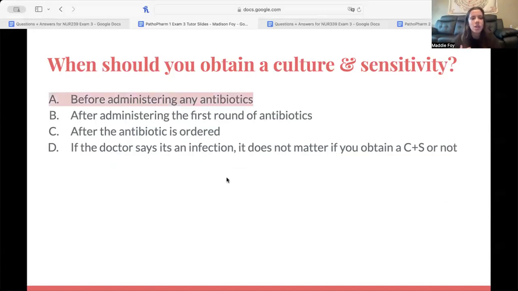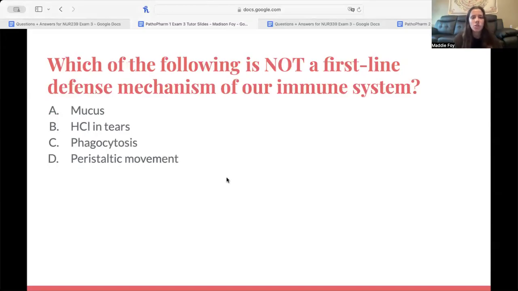Yes, I'm seeing lots of A's. You guys are correct. So that's A. Typically, it's not always the case, especially in urgent care settings. You go in, they say you have an ear infection, they just give you an antibiotic. But especially in the hospital, you should always obtain that C&S before the administration of antibiotics. So good job. Which of the following is not a first line defense mechanism in the immune system?